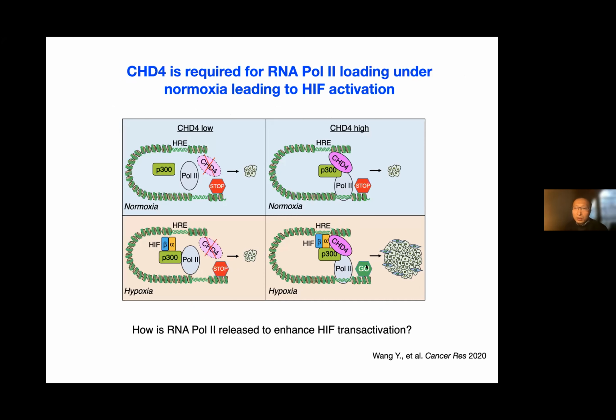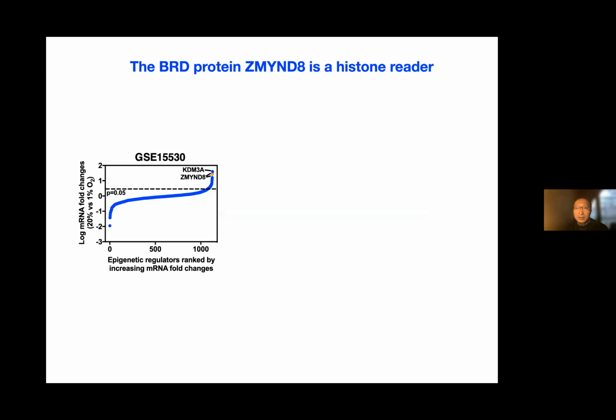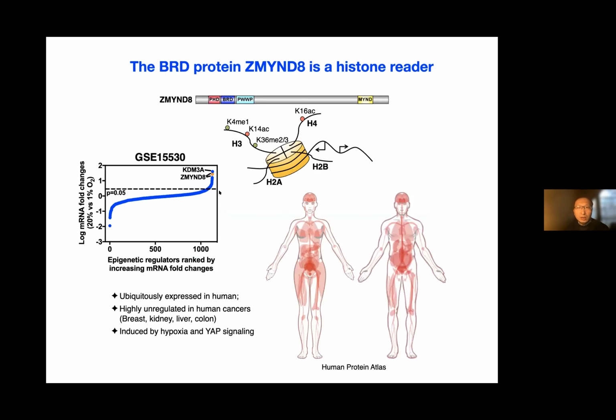So now the question is how the POR2 is released to enhance the HIF transactivation. We address this question by starting to analyze the hypoxia-induced epigenetic regulators in breast cancer cells. And we found a protein called Z1D8 from this microarray data. The Z1D8 gene was identified in the early 2000s, and it belongs to the bromodomain superfamily.